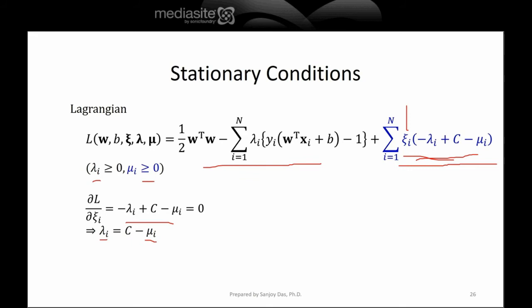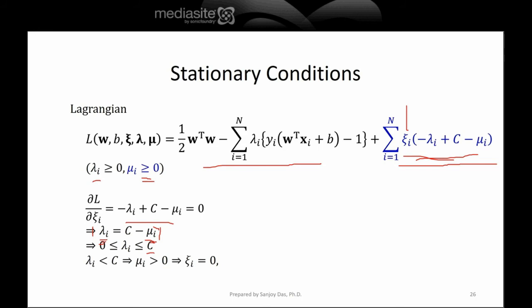And so what is the range of values for lambda i? When mu i equals 0, then lambda i equals C. And when, on the other extreme, mu i equals C, lambda i equals 0. Hence, lambda i can only lie in this range: 0 less than or equal to lambda i less than or equal to C. Lambda i cannot exceed the value C, because if lambda i is more than C, then it implies that mu i is negative, but we also have this constraint mu i greater than or equal to 0. Mu i cannot be negative.